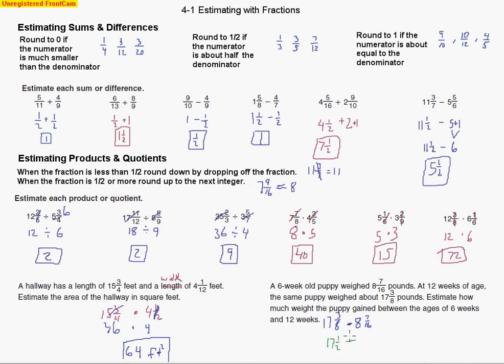And I'm going to take away, okay, that's a takeaway symbol, and then 7 is about half of 16, so I'm going to call this 8 1/2. So I subtract, the halves will cancel, so you're just subtracting 8 from 17, and that leaves you with 9 pounds. So the puppy gained 9 pounds in that time frame.